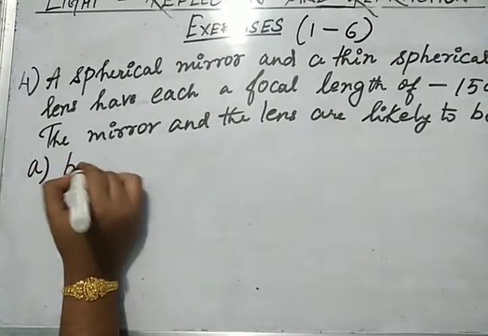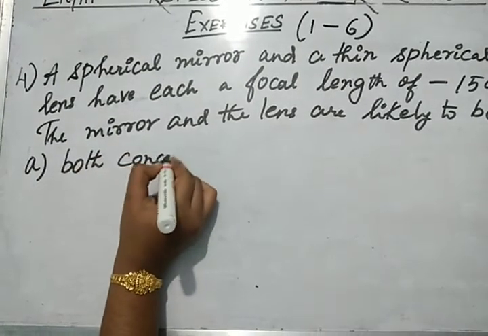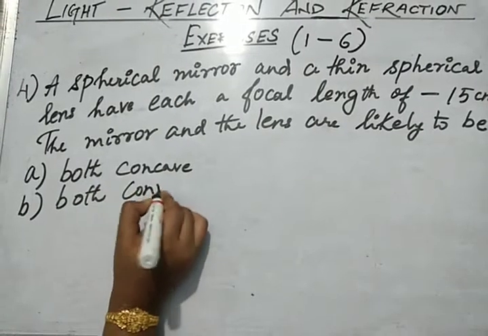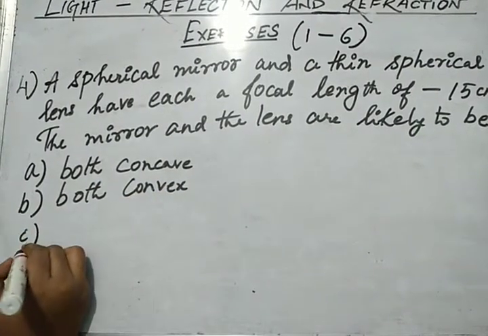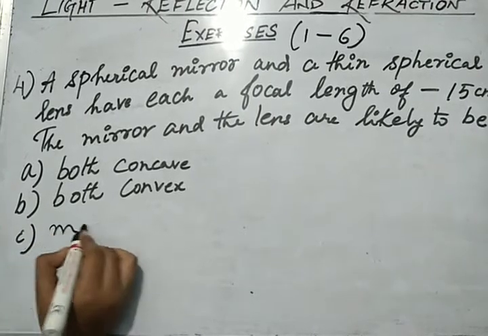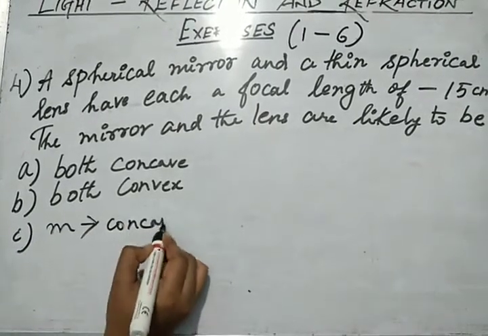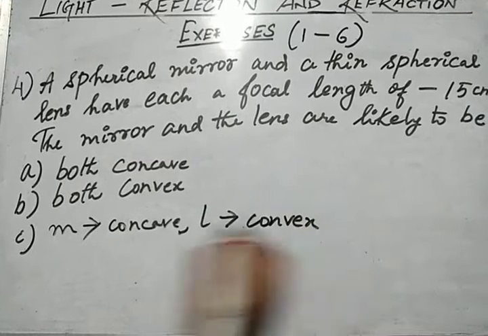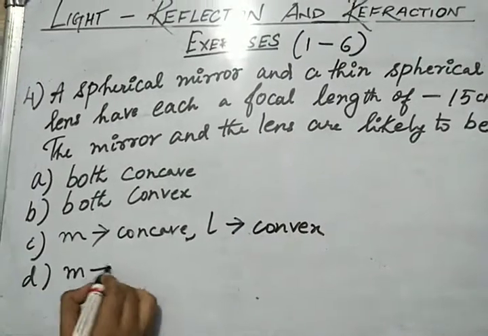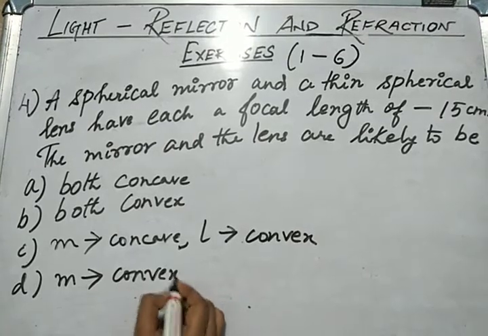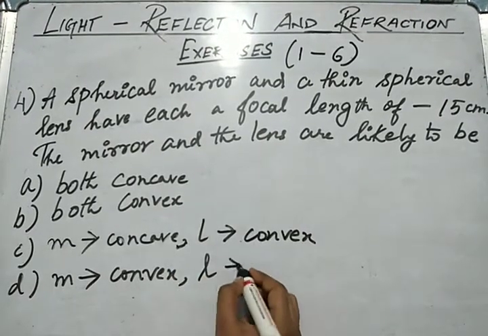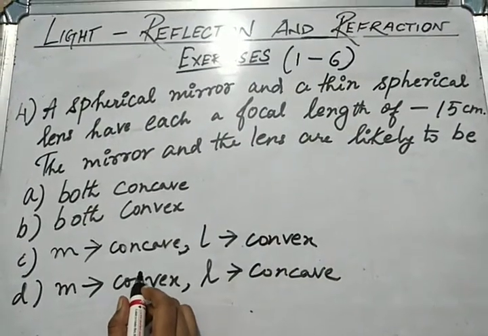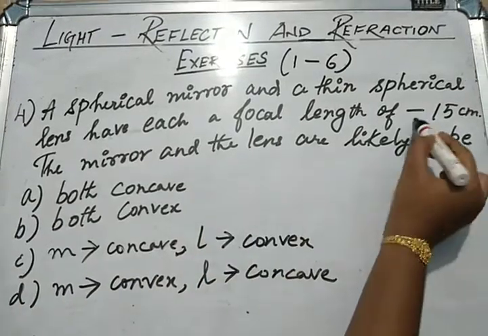A, both concave. B, both convex. C, mirror is concave and the lens is convex. D, mirror is convex and lens is concave. Very much confusing options, but the answer is very easy once you look at this negative sign.